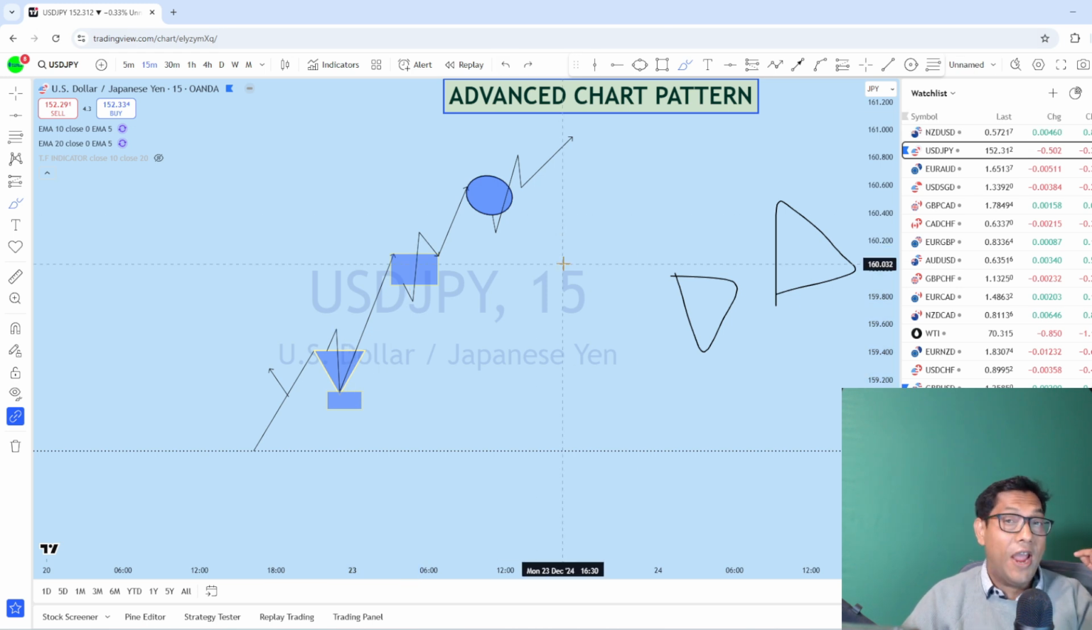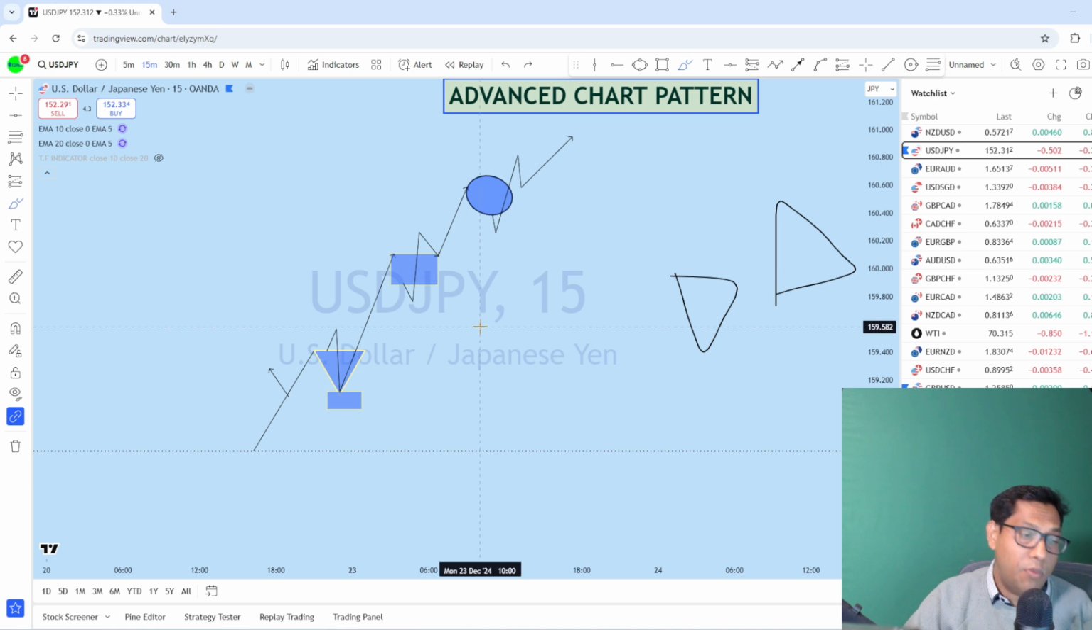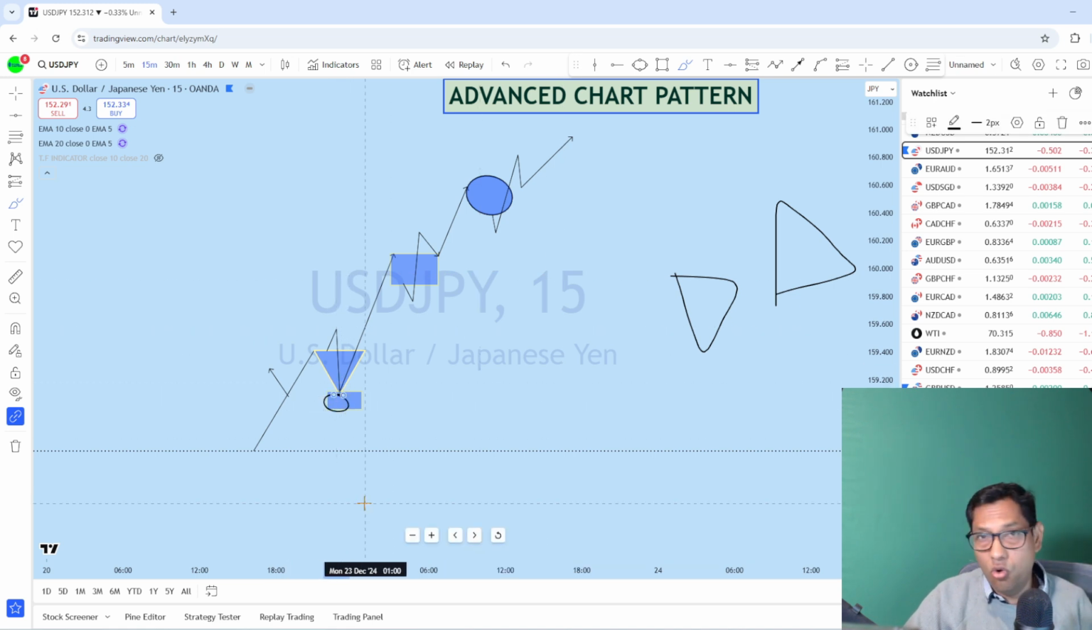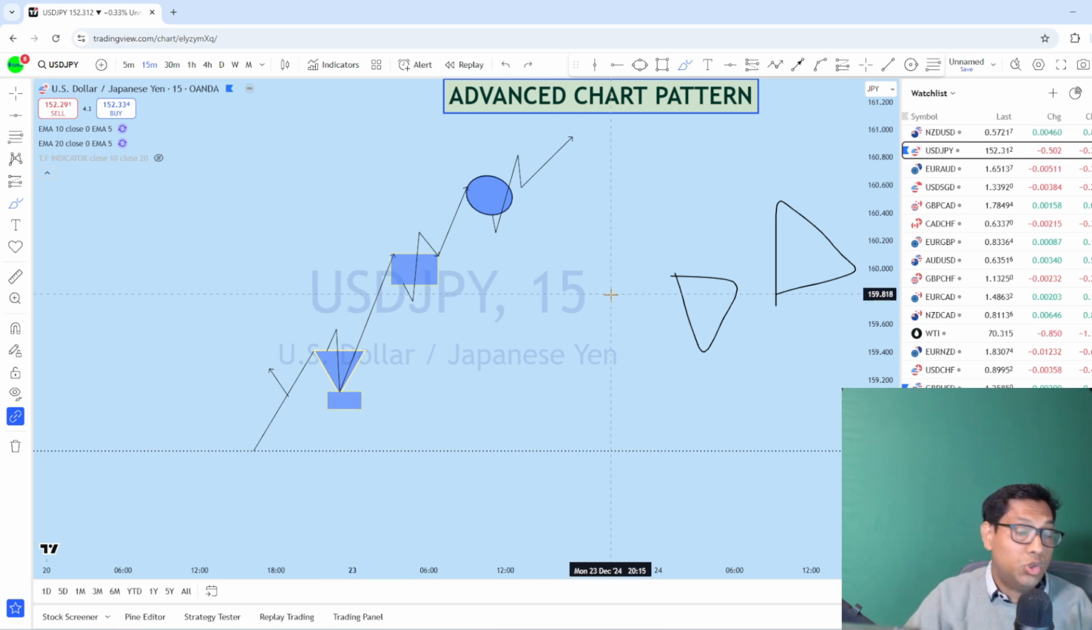So to enter a buy trade, the high probability setup will be once it breaks below and then returns back up above the resistance line or the swing high. That's where we will be looking for buying in this market.